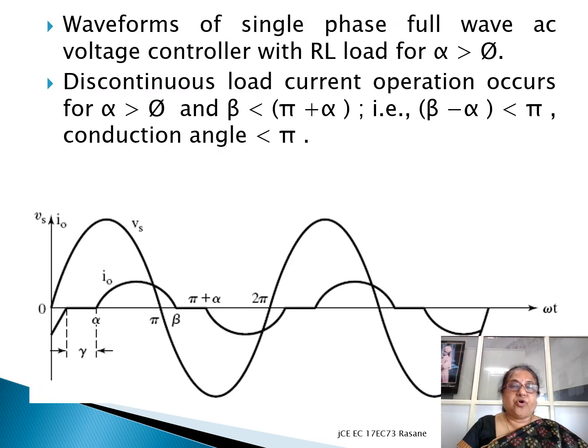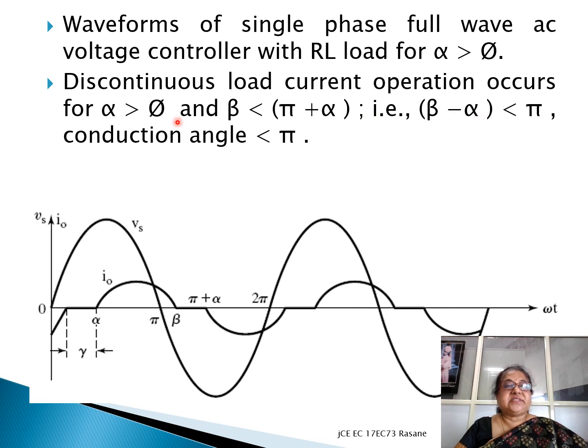So, waveforms of single phase full wave AC voltage controller with RL load. See, whenever there is an RL load, an inductive load, there is going to be a phase shift between the input voltage and the load current. And that angle we call phi. We are considering alpha to be much greater than phi. Then in this case, the discontinuous load current operation occurs.